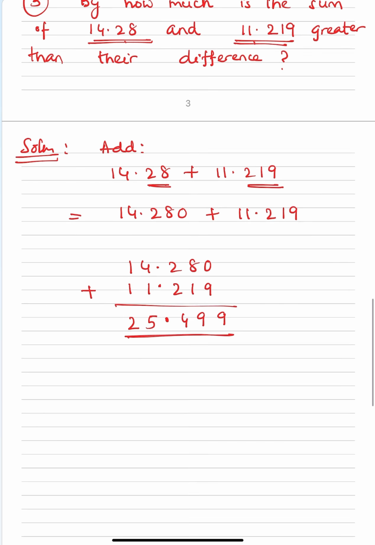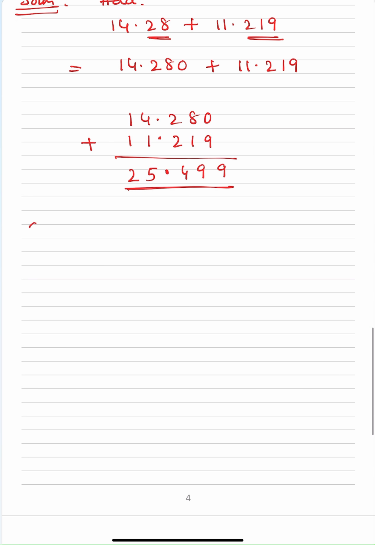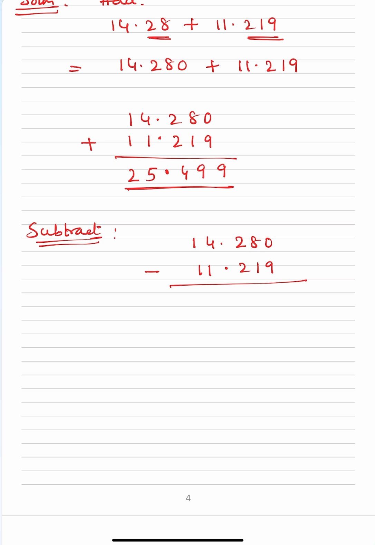We also want their difference. Difference is nothing but subtraction. So let me subtract also first. Okay. Now, so what will I do? 14, that's 14.280 minus 11.219. Okay. So here this will become 7 and 10. So 1, 6, 0. Decimal point here 4 minus 1 is 3 and this is 0.